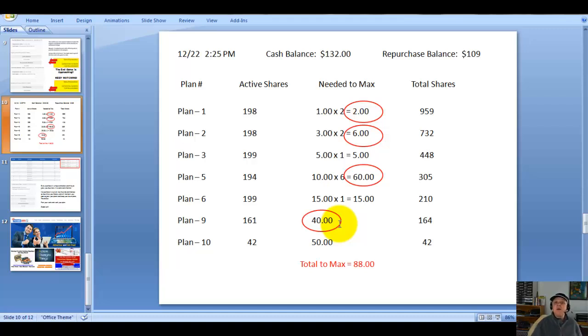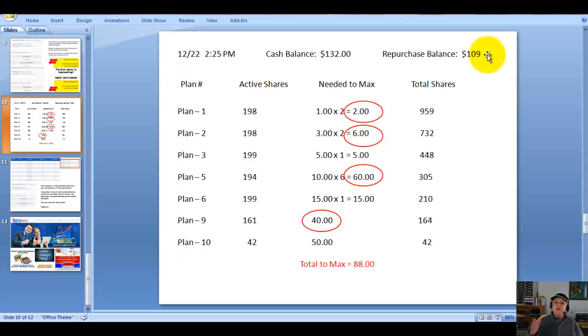And so since I have that much money to spend, I'm going to go ahead and use $40 to buy another share at plan 9. Then I'm going to maximize out my plan 5 by spending $60. And then I'm going to maximize plan 2 by spending $6 and maximize plan 1 by spending $2, and that allows me to spend $108 of this $109, which leaves me with only $1.